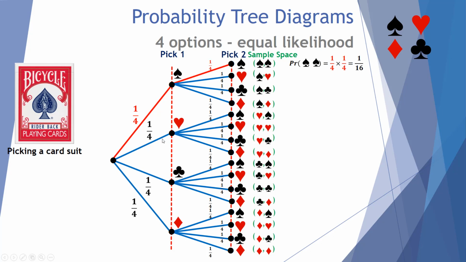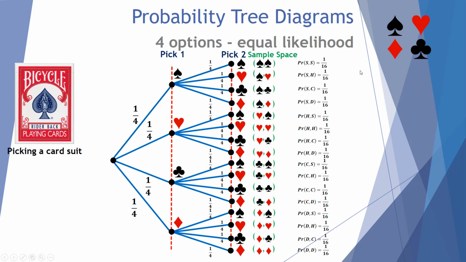In order to get 2 spades, there's a 1 in 4 chance in the first pick and another 1 in 4 chance in the second pick. If I multiply those together, I get a 1 in 16 chance. And that's the probability of all those particular outcomes. And again, those 16 options, when multiplied by 1/16, give me a probability of 1. There's certainty that one of those combinations will come out when you pick 2 cards.